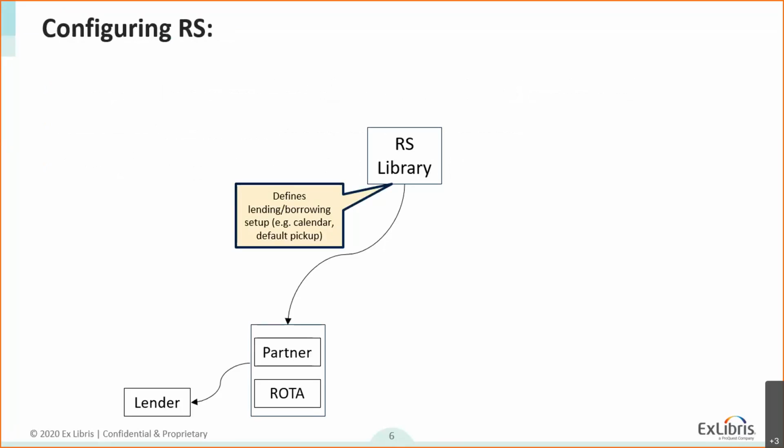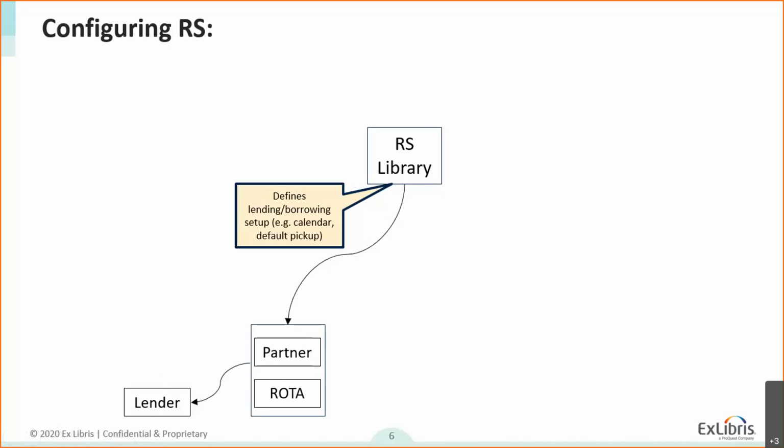So this is the basic unit of resource sharing. I have my resource sharing library where I defined the lending and the borrowing setup, the opening hours, the default pickup location, all sorts of things. We'll look at that later. And that resource sharing library goes to a Rota of partners and goes to the partners one by one until a lender is found. And then I communicate with that lender, get an item or a digital file for my patron, and communicate that to my patron or loan that item to my patron.